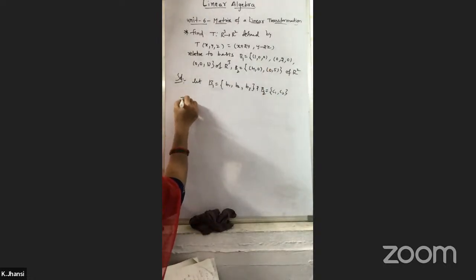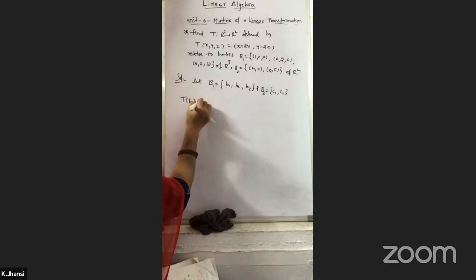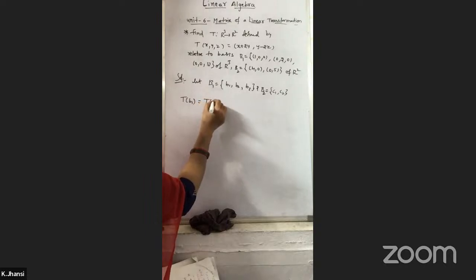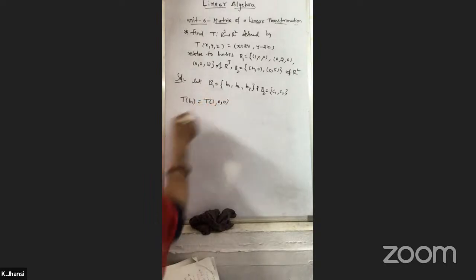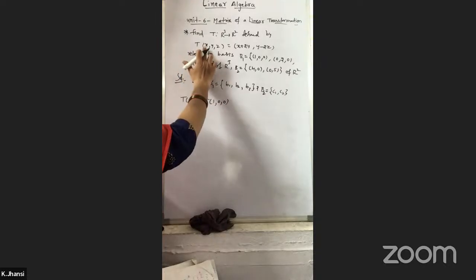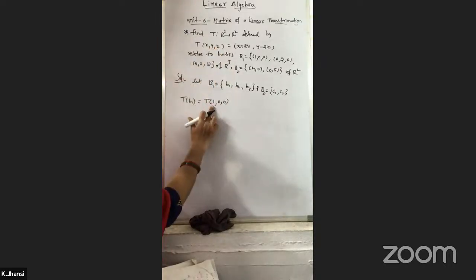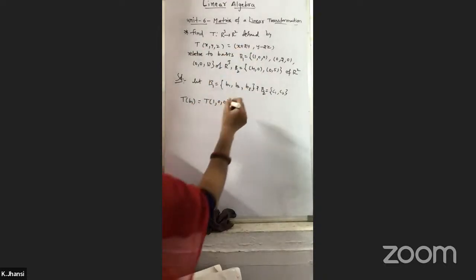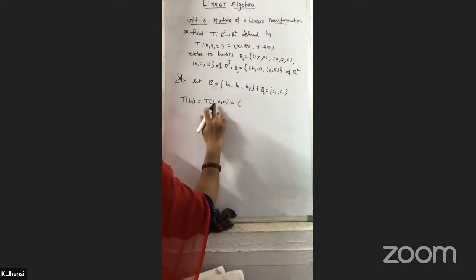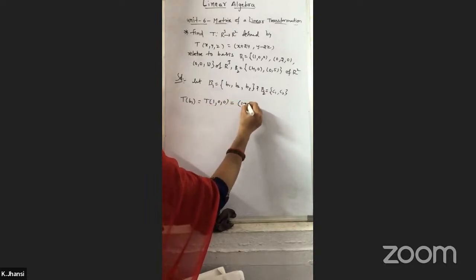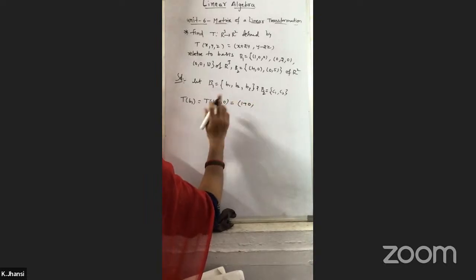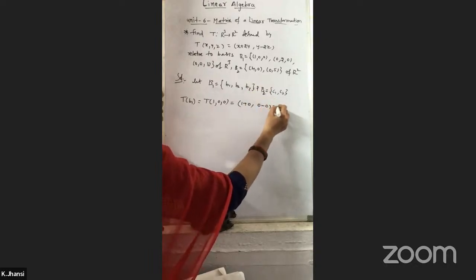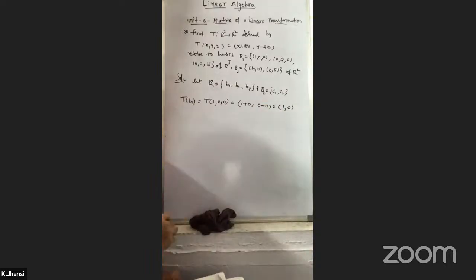Now T of B1. What is B1? That is T of (1, 0, 0). Here this is x, this is y, this is z. Substitute here, so you'll get the value. The x value is 1, so 1 plus y value 0, so 1 plus 0. The z value is 2 into 0, which means 0. So you'll get 1, 0.